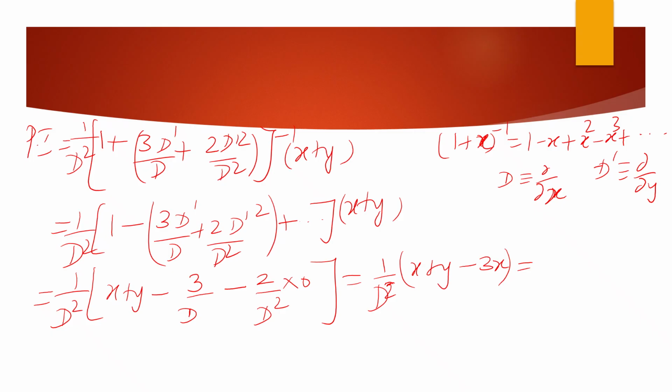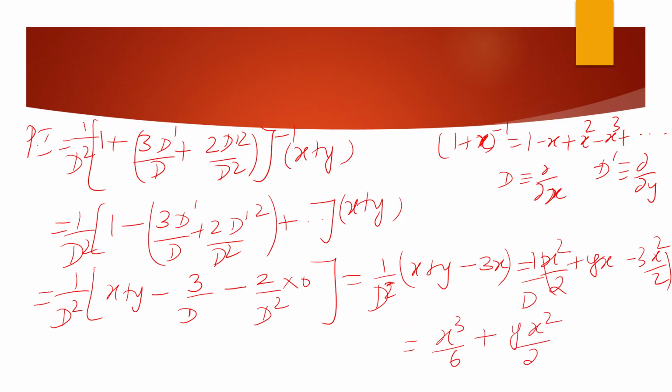Okay, so here I'm getting x square by 2, and y is a constant. So y into x minus 3x square by 2, and again if you integrate this with respect to x, I'm getting x cube by 3 into 2, that is 6, plus y into x square by 2 minus 3 into x cube by 6.